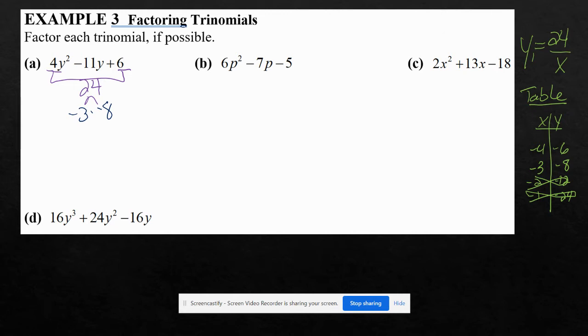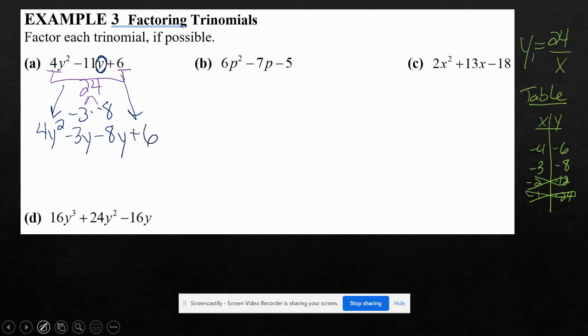We're now going to make this look like a factor by grouping problem. To do that, we drop the first term. Whatever the variable is here in the middle, we put that with our negative 3 and our negative 8. Negative 3y minus 8y, because if I were to combine those like terms, I'd get negative 11y. And then drop that positive 6.